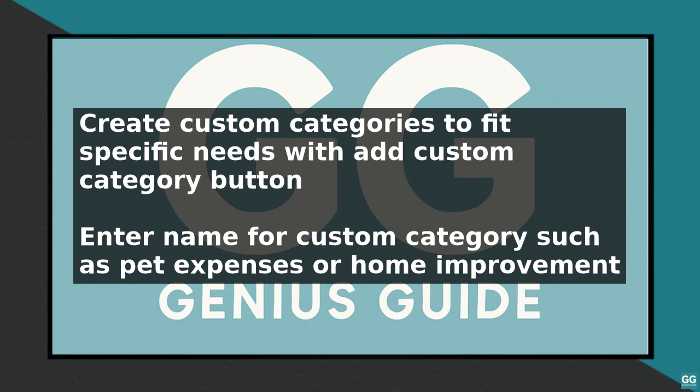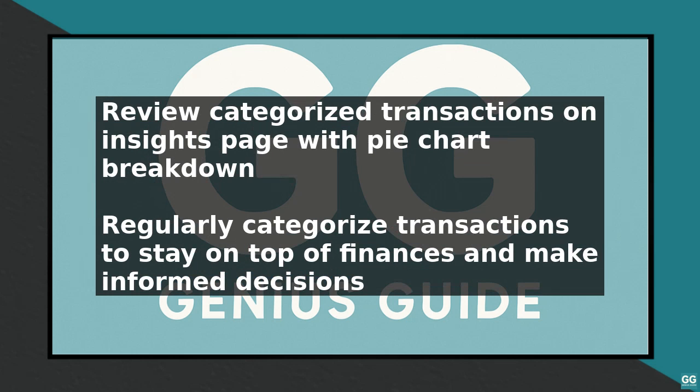Regularly categorizing your transactions in Rocket Money will help you stay on top of your finances and make informed decisions about how to allocate your money. It will also help you identify areas where you can cut back on unnecessary expenses and save more. By following these steps and making categorization a regular part of your financial routine, you can take control of your finances and achieve your financial goals.